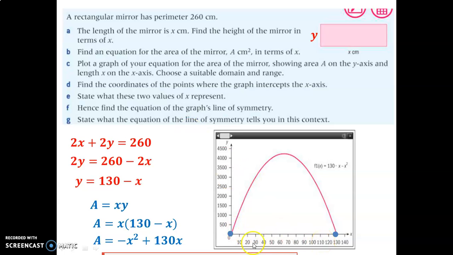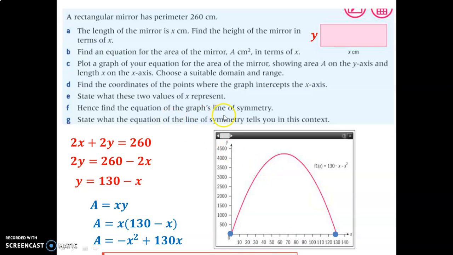Okay, next. Well, obviously they represent when the area was 0, because this is area here. So the area is 0 if we have an x value of 0. That makes sense. If this has no length, there's no area. Or if this has a length of 130, it will also have no area. Why? Well, if this was 130, then this would also be 130, and those make 260. And that's already the full perimeter. So that means y has no length. So that makes sense if y has no length, that there's no area. So interesting, no area there, but in between the area changes.